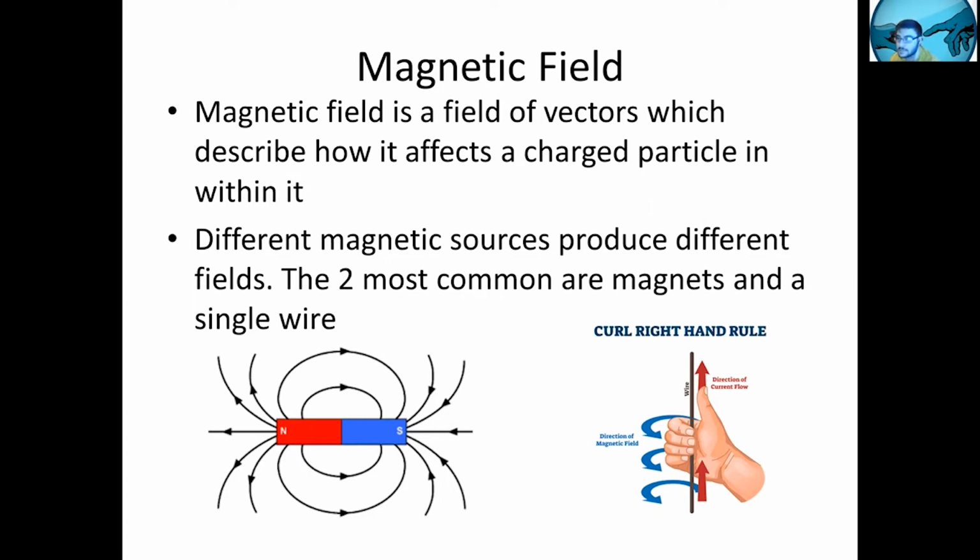There are many different types of things that produce a magnetic field, and the magnetic fields all look different, depending on the object. The two most common that we usually see, at least for the MCAT, and probably in your general physics class, are a bar magnet and a single straight wire. I've shown pictures of both of them right here.